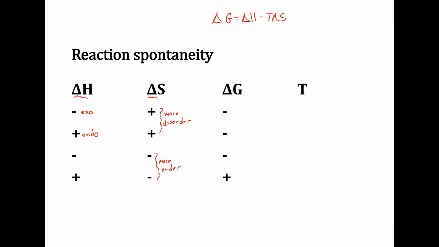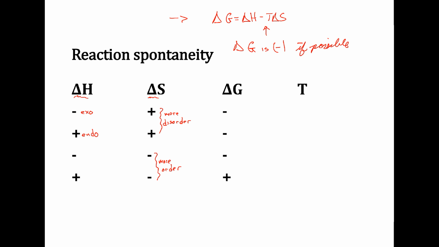So let's turn this into a game. We're going to use this equation right here, delta G is equal to delta H minus T delta S. And we're going to figure out how we can change this temperature in such a way that delta G is negative, if possible.